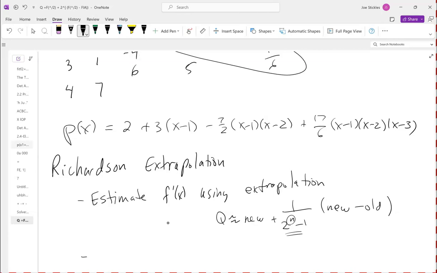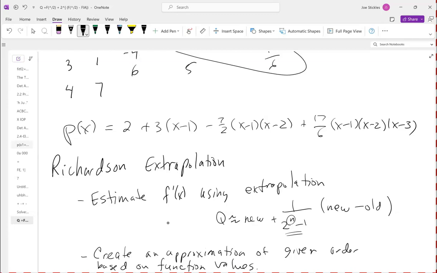And the last thing is, like what we talked about, I'm not sure create is the right word, but I'm going to use create an approximation of a given order based on function values. I will give you the function values I want you to use and the order that I want you to get. So you won't be guessing, right? It'll be like those last two problems that we did.